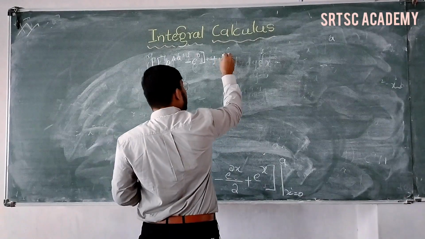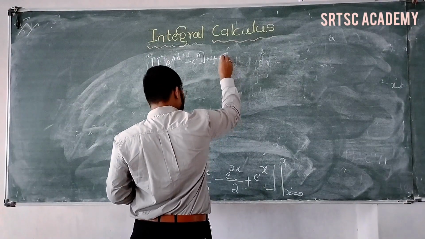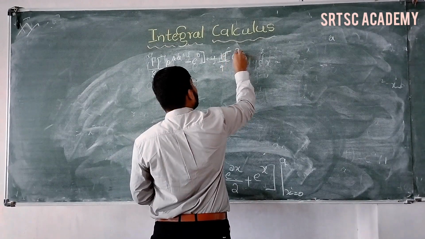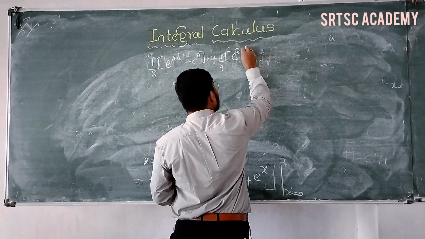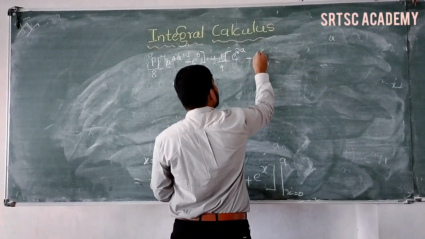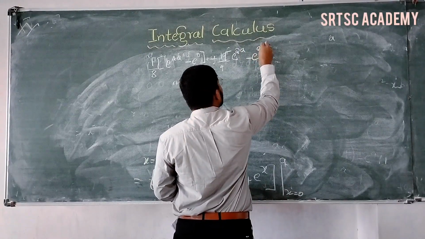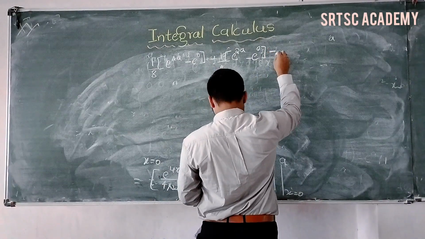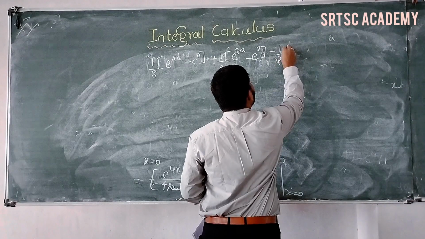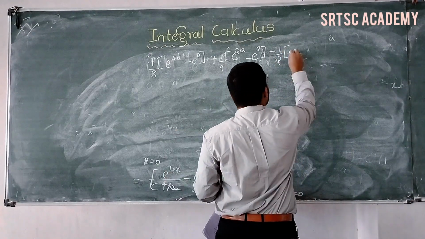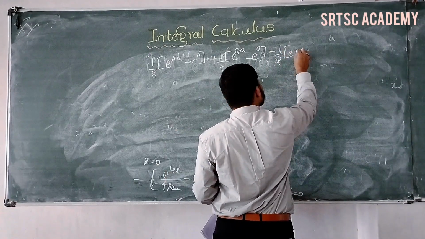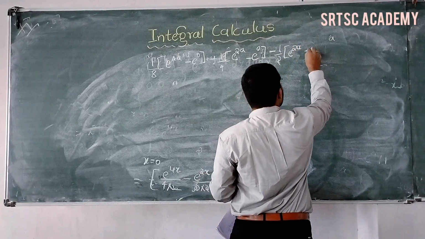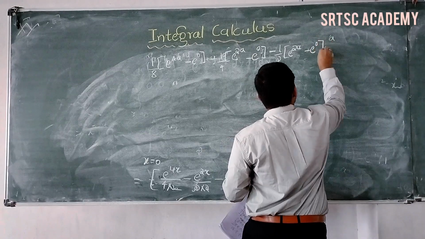Minus 1/4 is common for e^(2x). The upper limit x is a, minus e^(2·0), which is 0. Then 1/2 is common here for e^(2x). 2 into the upper limit is a, minus e^(lower limit 0), and 2 into 0 is 0.